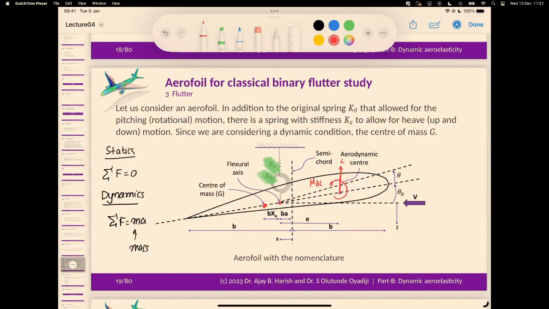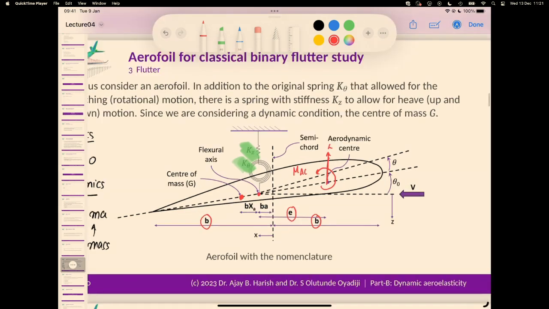Second thing I have defined is my semi-chord length. So I said there's a semi-chord here, which is the middle of the airfoil. I said the distances are B. And we already have defined our distance between the aerodynamic center and the elastic axis as E, right? Which we have already done last time, the eccentricity. So I defined two more distances here, just to look at it.